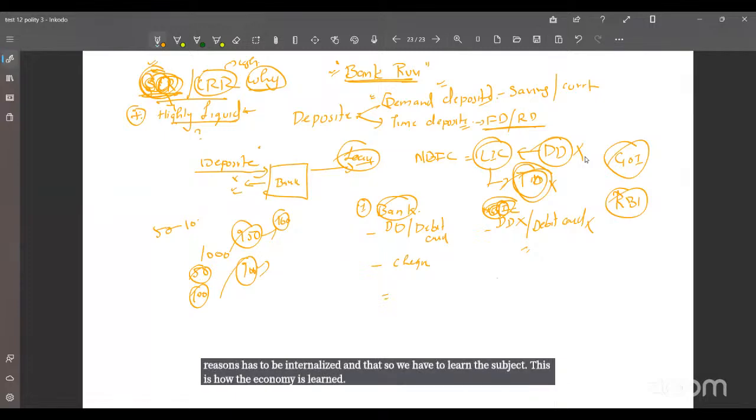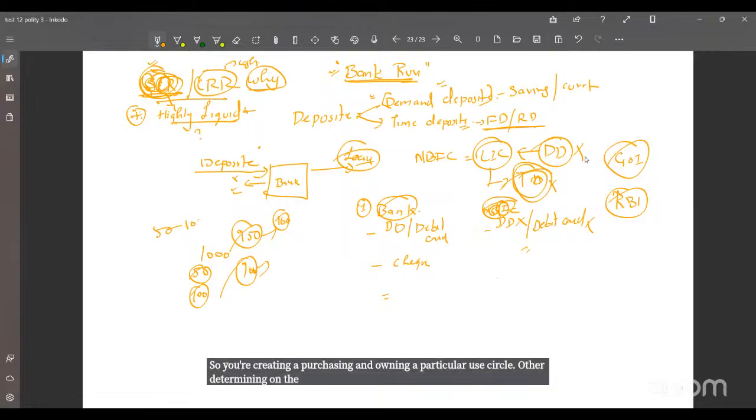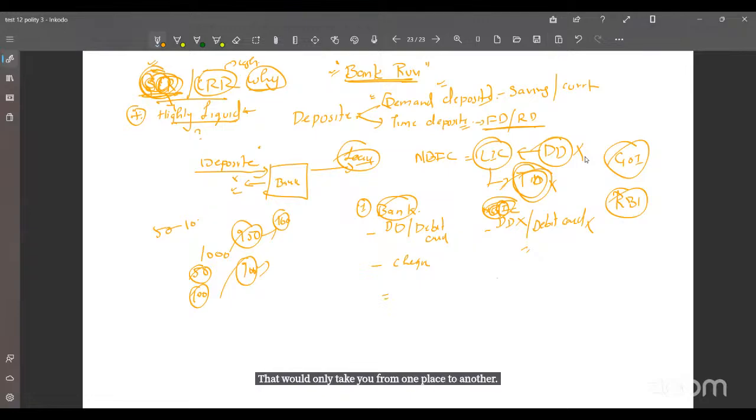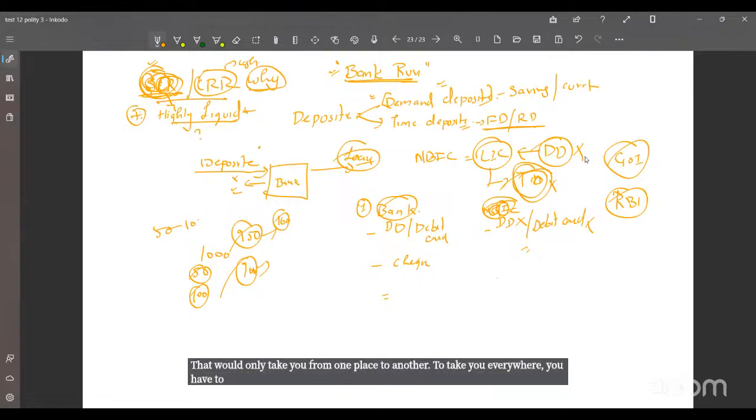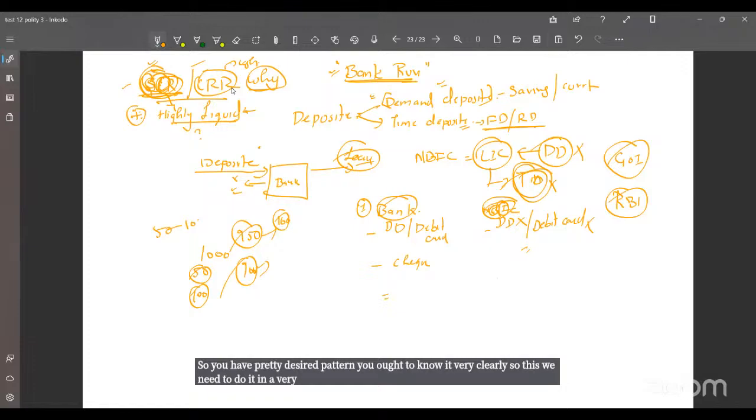If you study like this, only then is there use in what you study. Instead, if you mug it up, read a PPT or a book and think, sir, I understood the concepts, it has been explained to me, that would only take you from one place to another. To take you everywhere, you have to understand the concepts. Why, what, why SLR, sir, why CRR, sir, how do they decide, sir. You have to know it very clearly. So we need to do this in a very elaborate way. This is not very simple like what we think we do.